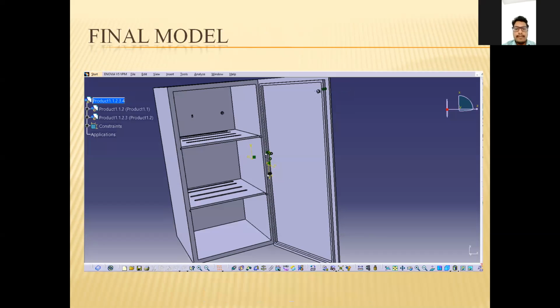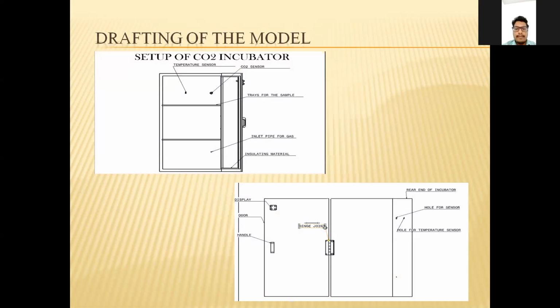And the next step after the modeling is the drafting, sir. It is necessary, because we cannot use a 3D model for manufacturing. We need 2D drawings for the manufacturing. So here we have done 2D, that is called drafting of the model. And we have used the drafting to name various parts of the model, sir. Also, we have provided insulating material on the door to keep the temperature condition as standard as possible, sir.